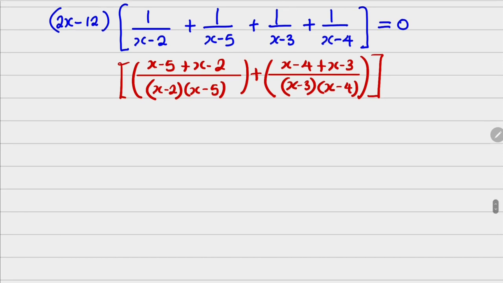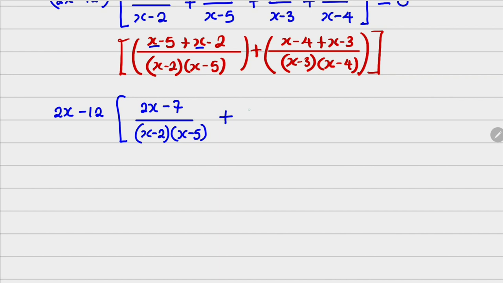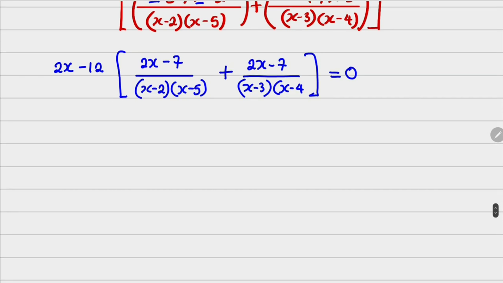Now, having this, it means that I'm going to have 2x minus 12. Then I'm going to have in bracket, working this one out, x plus x, I have 2x, then minus 7, all over x minus 2 times x minus 5. Cover the bracket. Then plus here, I'm still going to have 2x minus 7, of course, all over x minus 3 times x minus 4. This is what I have, is equal to 0. So everything is making sense.